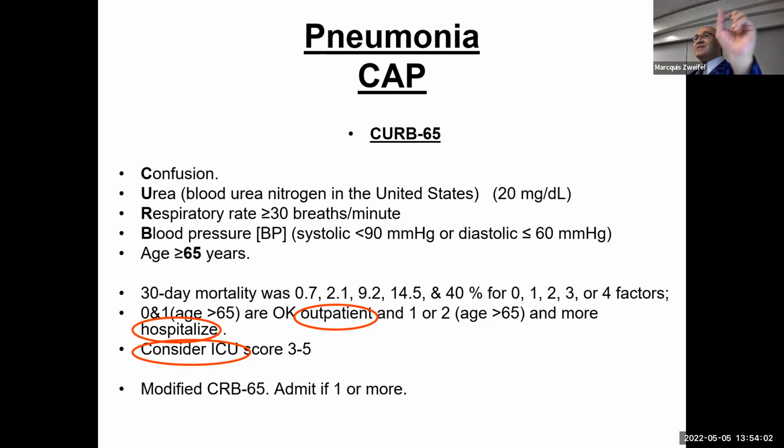The modified is CRB-65. This is something to use in your clinic. What's the only lab in all the CURB-65? It is the urea, right? So you can use a CRB and decrease 1 from the CURB-65. So if you have any 1, admit. So your patient in the clinic, you don't have the lab, admit or send home. CRB-65 is 1, admit.